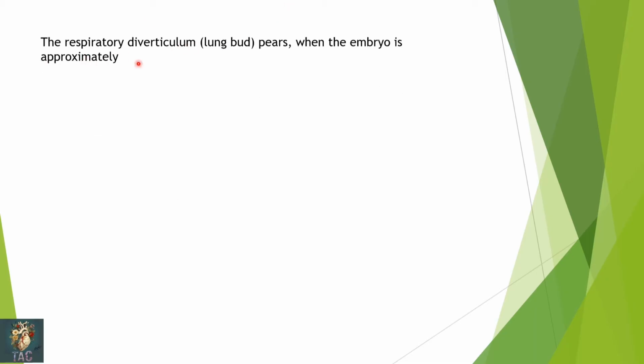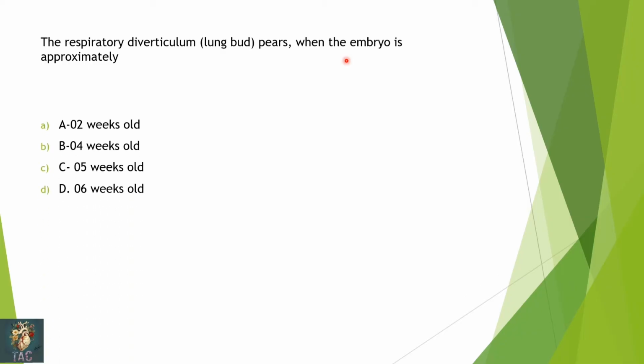Next is: the respiratory diverticulum, that is the lung bud, appears when the embryo is approximately 2 weeks old, 4 weeks old, 5 weeks old, 6 or 8 weeks. So the correct option is 4 weeks old. When the embryo is 4 weeks old, the respiratory diverticulum or the lung bud appears.